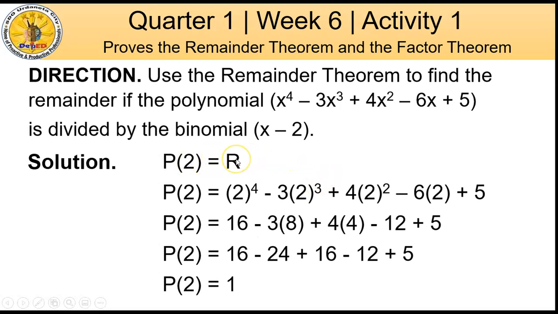So, p of 2 is equal to r. So, papalitan natin lahat ng x ng positive 2. So, we have 2 raised to 4 minus 3 times the quantity 2 raised to 3 plus 4 times the quantity 2 raised to 2 minus 6 times 2 plus 5. So we have 2 raised to 4 is 16 minus 3 times 2 raised to 3, which is 8, plus 4 times 4 minus 12 plus 5. So we have 16 minus 24 plus 16 minus 12 plus 5. So that is 37 minus 36. So we have 1 as our remainder.